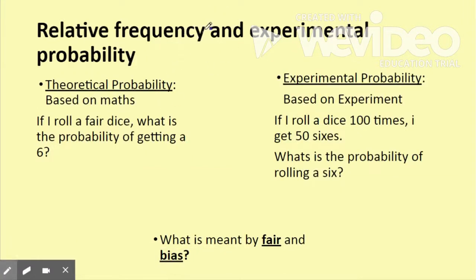Okay, so up until now, we've been talking about theoretical probability. What I'm going to introduce to you is relative frequency and experimental probability. So just to recap, theoretical probability is based on maths.